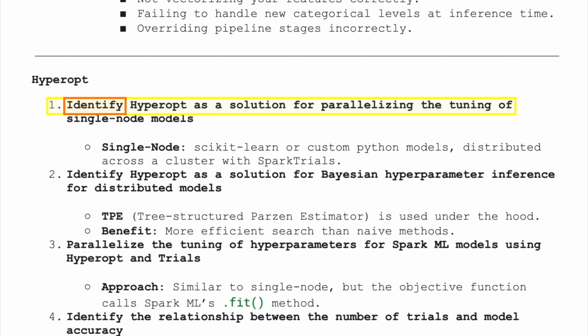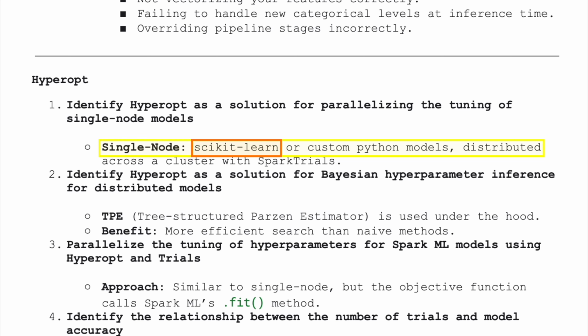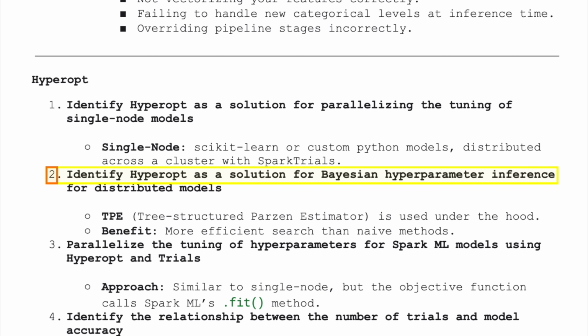HyperOpt. 1. Identify HyperOpt as a solution for parallelizing the tuning of single-node models, such as single-node scikit-learn or custom Python models, distributed across a cluster with Spark trials. 2. Identify HyperOpt as a solution for Bayesian hyperparameter inference for distributed models, TPE. Tree-structured Parzen Estimator is used under the hood. Benefit: more efficient search than naive methods.